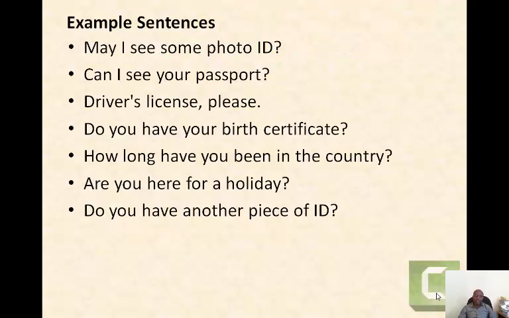Example sentences: May I see some photo ID? Can I see your passport? Driver's license, please. Do you have your birth certificate? How long have you been in the country? Are you here for a holiday? Do you have another piece of ID?